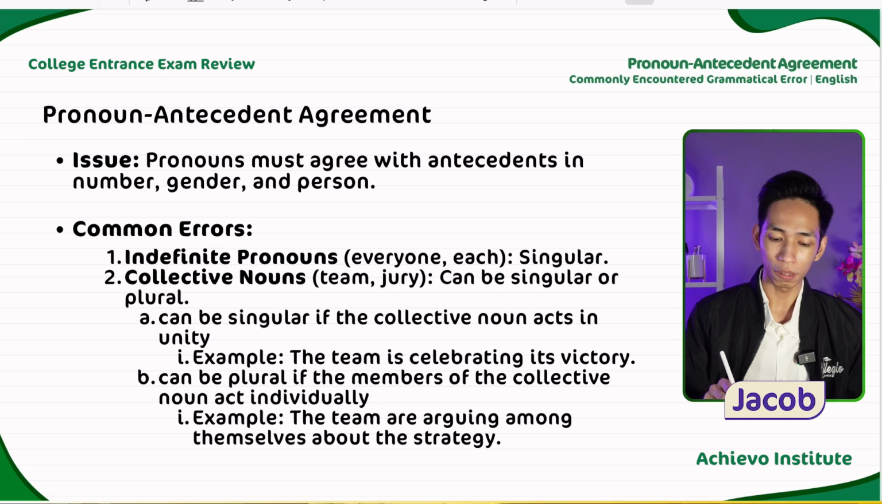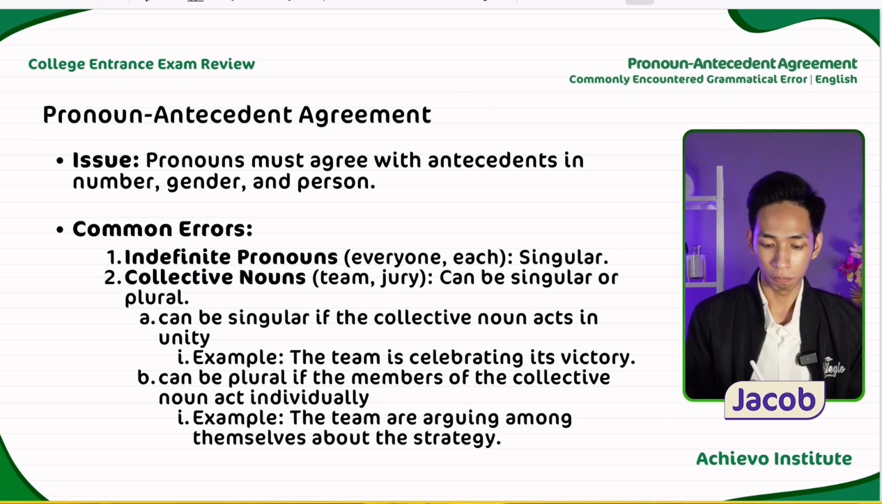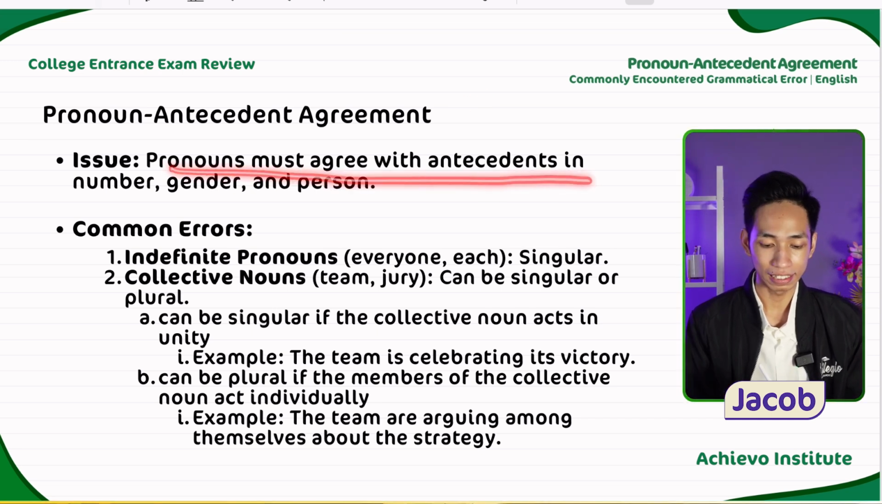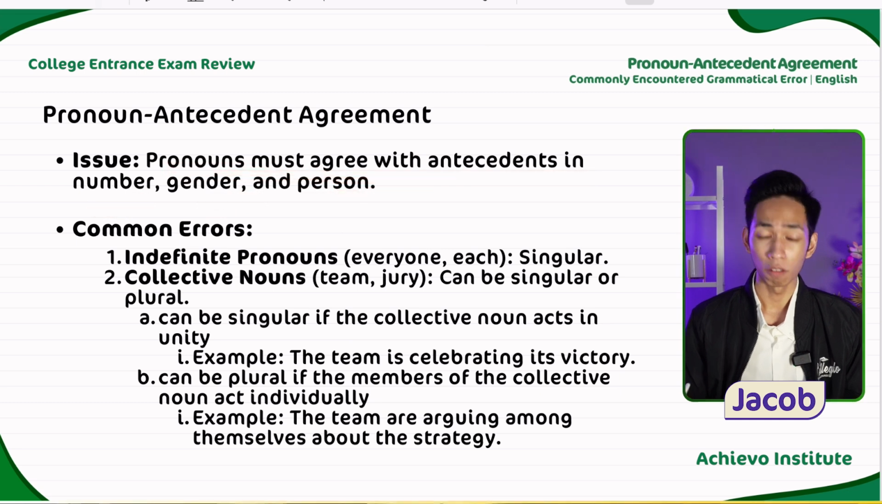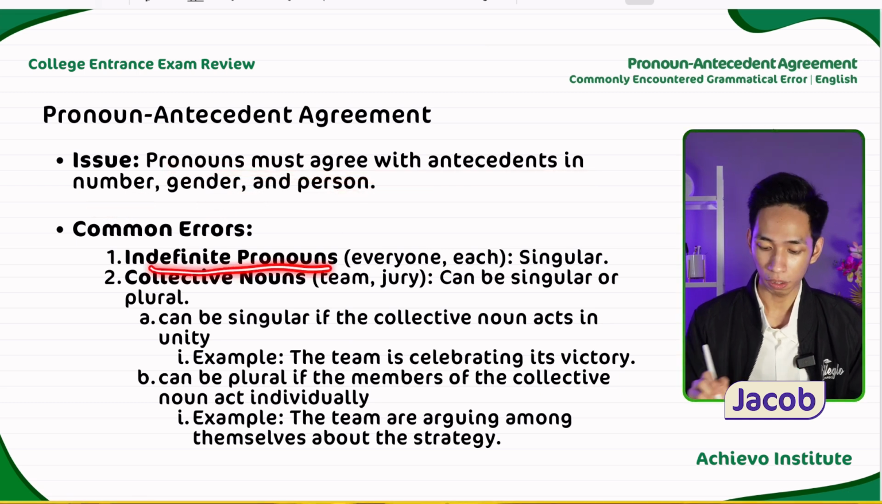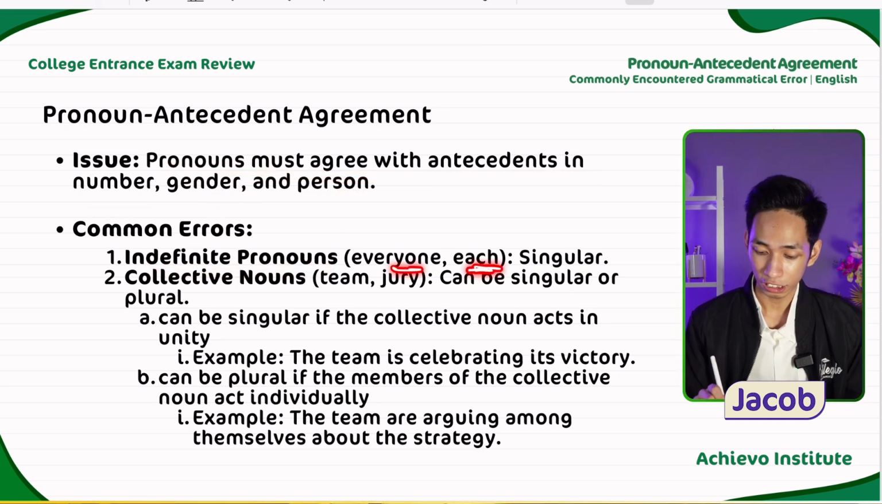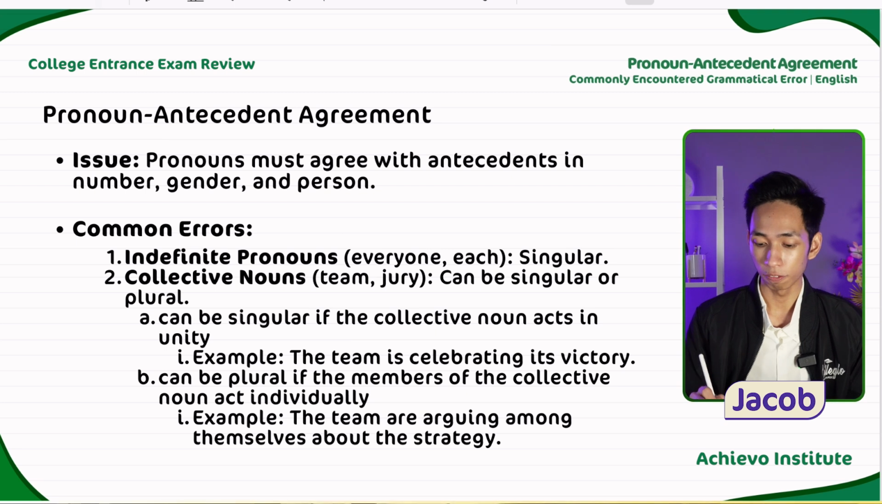Let's move on to pronoun antecedent agreement. Pronouns must agree with antecedents in number, gender, and person. We must remember that some indefinite pronouns like everyone and each must be singular. Sometimes we confuse them as plural nouns, so we should be careful of that.